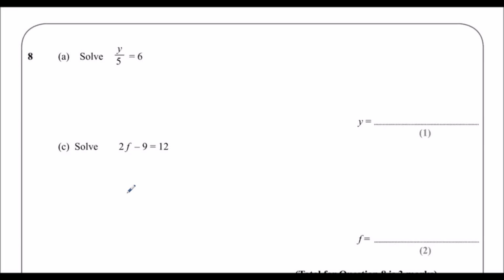Question 8. Solve y divided by 5 is equal to 6. So what number divided by 5 will give us an answer of 6? So we could undo this. We can get rid of a divide by multiplying. So we can say y is equal to 6 times 5, which is 30. 30 divided by 5 is 6.